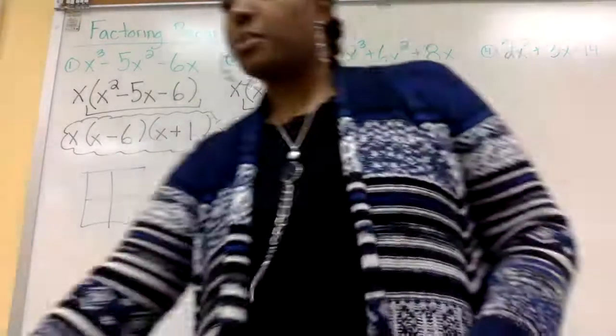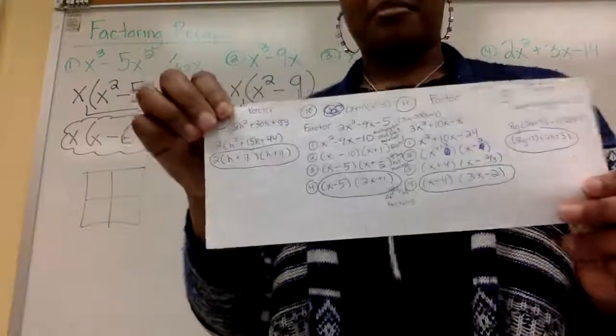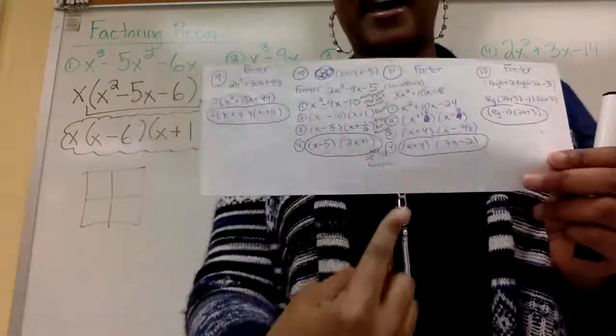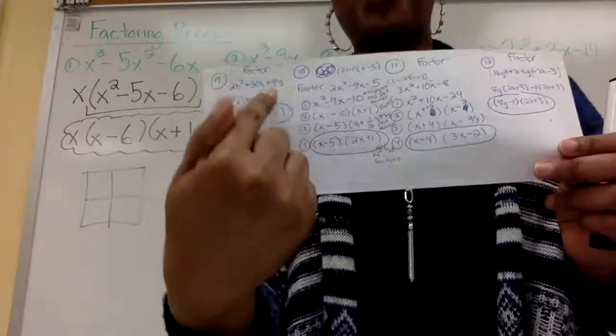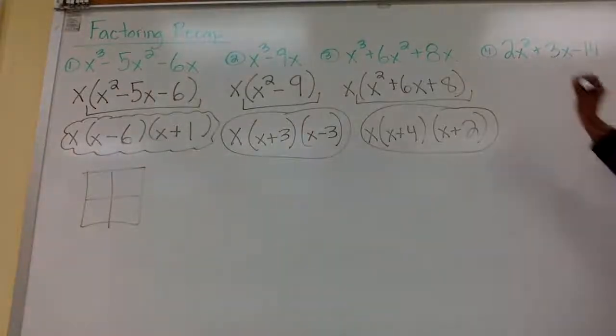So on the back of this foldable that hopefully you found and you pulled out, it tells us our steps on how to factor something that has more than x squared in the front. It tells us how to do that. So let's rock and roll.